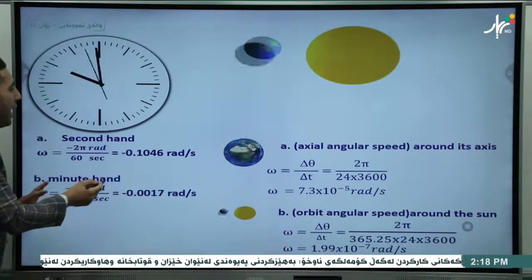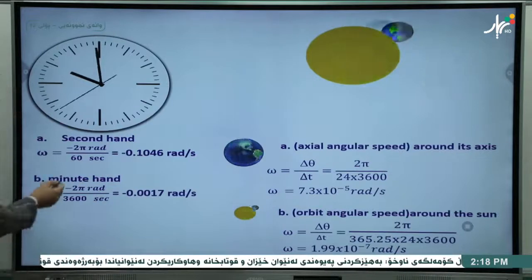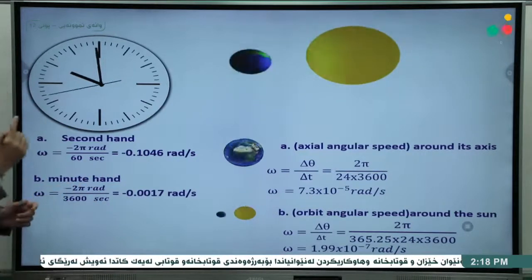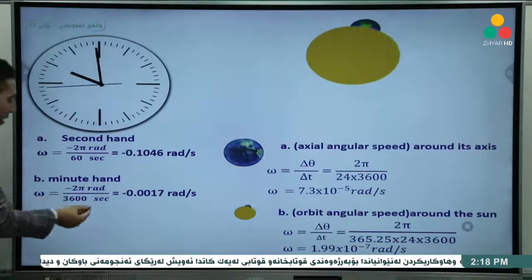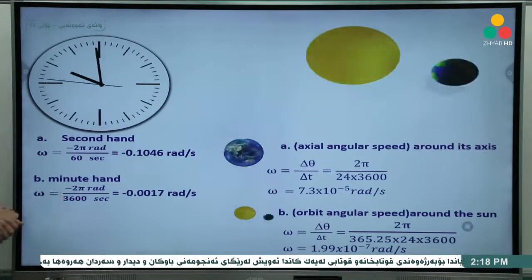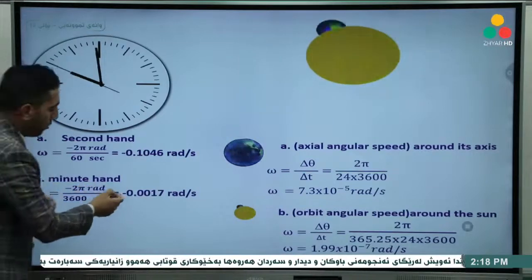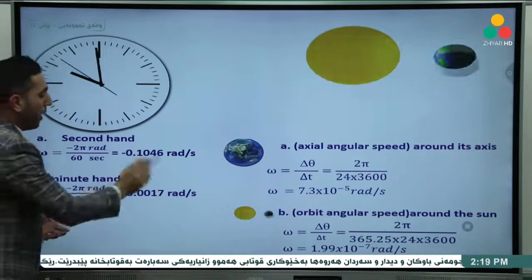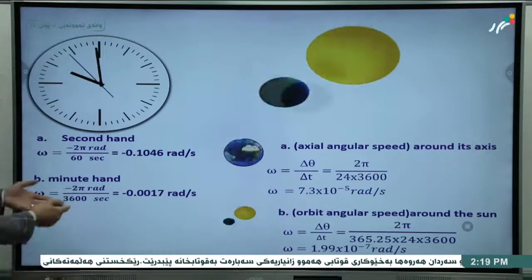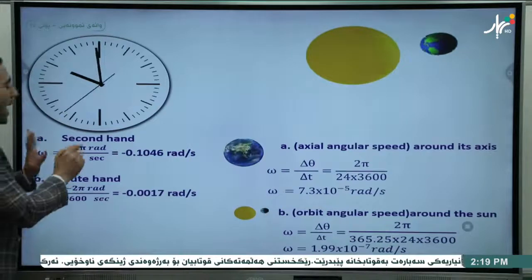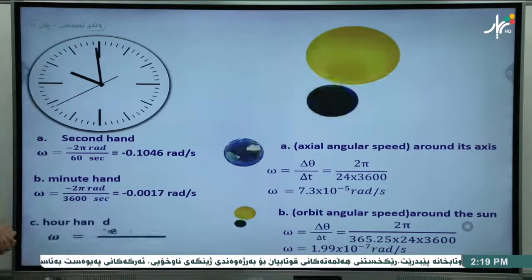We have the minute hand. For the minute hand, again, for one revolution, the time is equal to an hour. Convert to seconds, it's equal to 3,600, and the angular speed is equal to negative 2 pi over 3,600 rad per second. Again, this angular speed is constant. Angular acceleration is equal to 0.